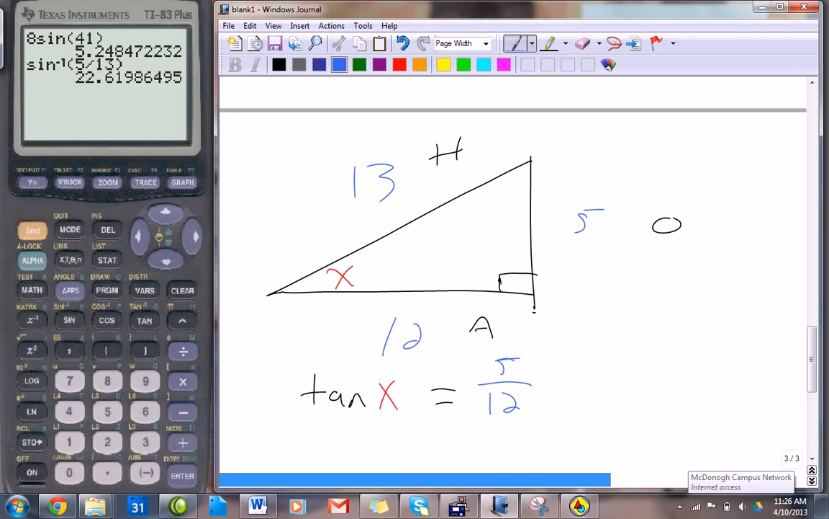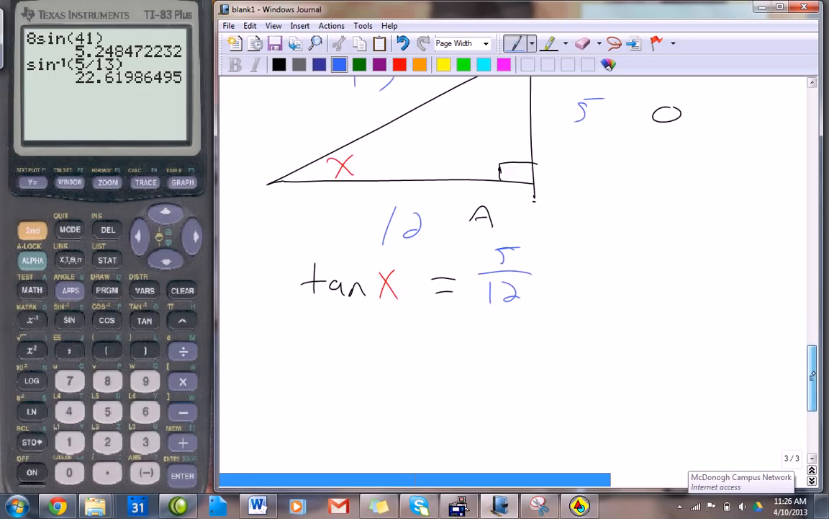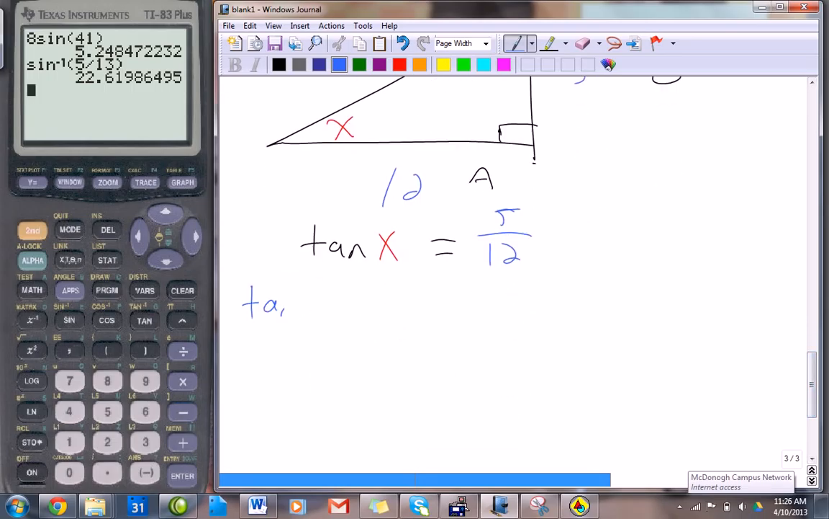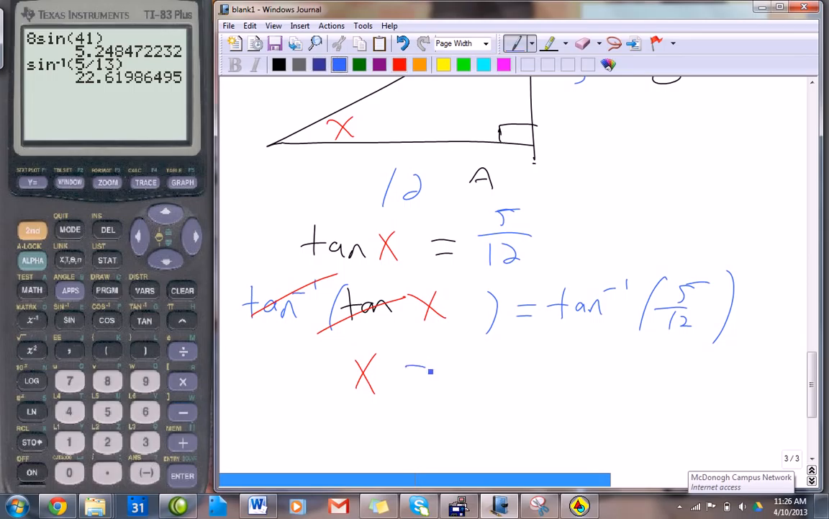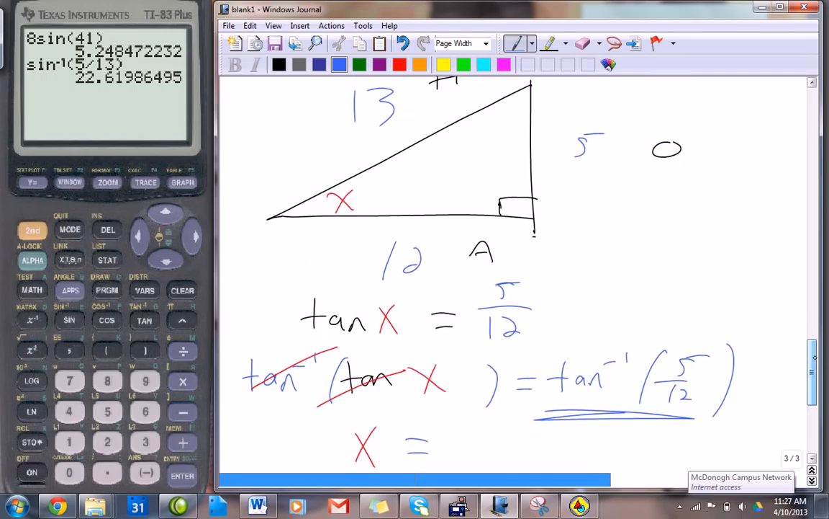So how do you think I'm going to solve for x here? That's right, I'm going to use the inverse tangent. So I'm going to take the inverse tangent, the arc tangent, of both sides. And because it's the inverse tangent, the inverse tangent of the tangent of x ends up being just x. They undo each other. They're inverses. That's what they do. So x, the angle I'm looking for, ends up being the inverse tangent of 5/12. So now I'm going to turn to my calculator.